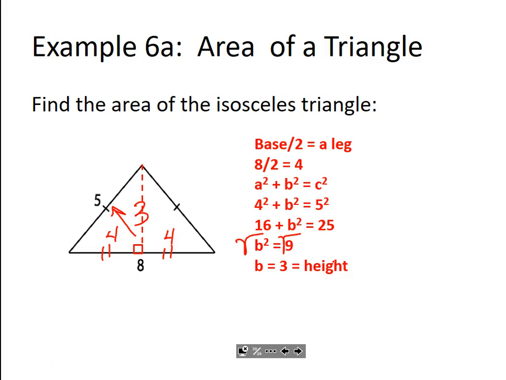So once we have that, then we can multiply our base, which is 8, times our height, which is 3, and divide that by 2, which gives us 12. 8 times 3 is 24. 24 divided by 2 is 12.